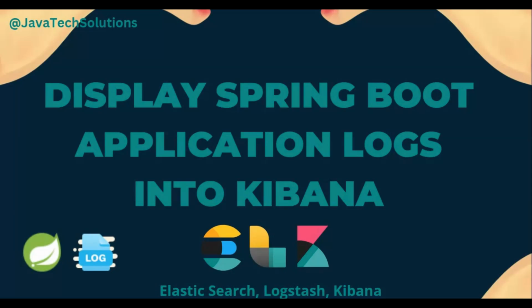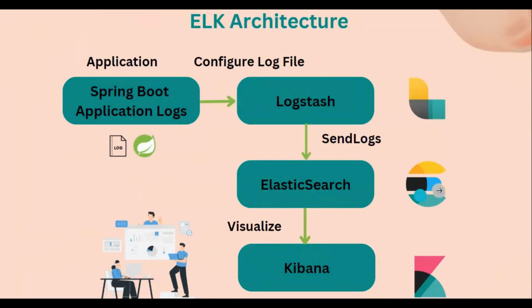Now let's check the architecture of the ELK: Elasticsearch, Logstash and Kibana. This is the architecture of this ELK. First of all we need one application. That application can be developed in any tool. For me, I have created one project with Spring Boot, and it is connected with Logstash. Logstash basically picks up those logs. Here we need to give the path, that is, in which file we are going to store this particular log.